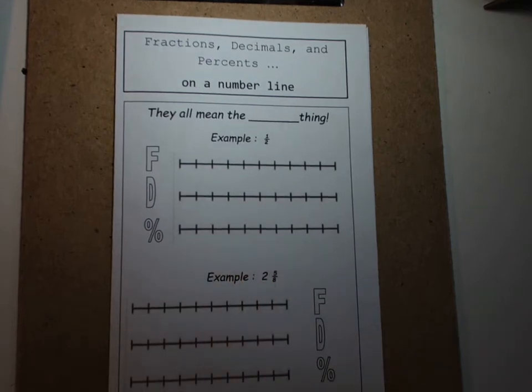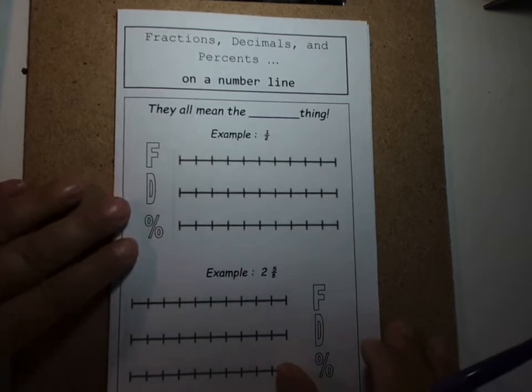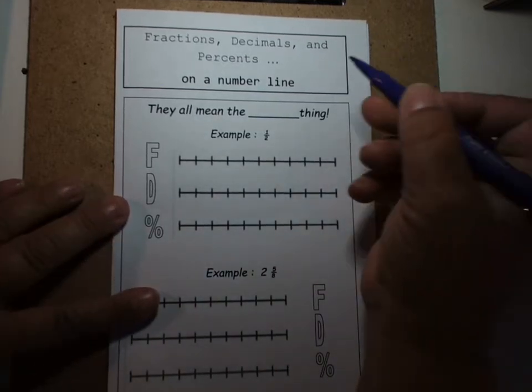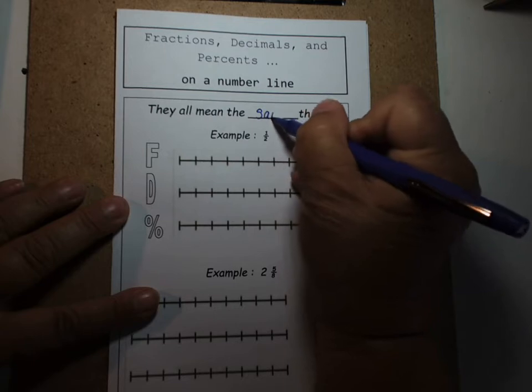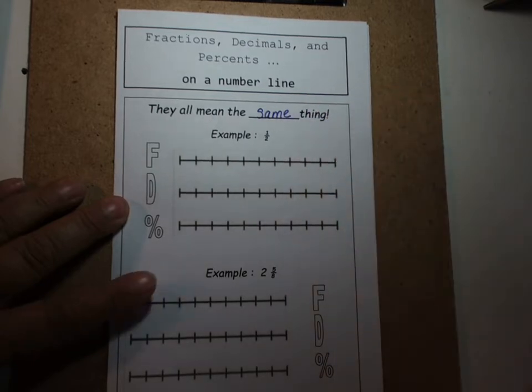Okay, so what do fractions, decimals, and percents all look like on a number line? Well, since fractions, decimals, and percents are all equal, there's a fraction for every percent, there's a decimal for every fraction, there's a decimal for every percent, etc., then they would all look the same, right? So, because we're going to make them all be the same thing, they should be lined up.